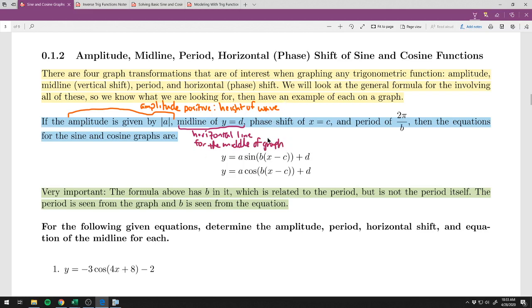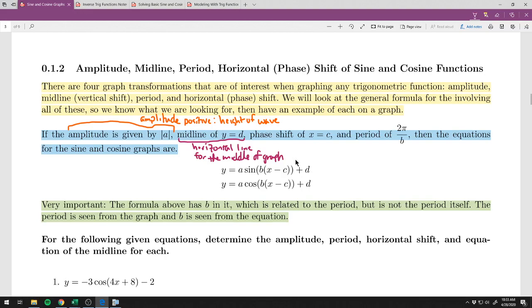So the way we characterize the midline is really it's a horizontal line. It's vertical shift. It moves up or down, and the way we represent that in an equation is by adding it to the end. So if you have a number added to the very end, that is what your midline is.